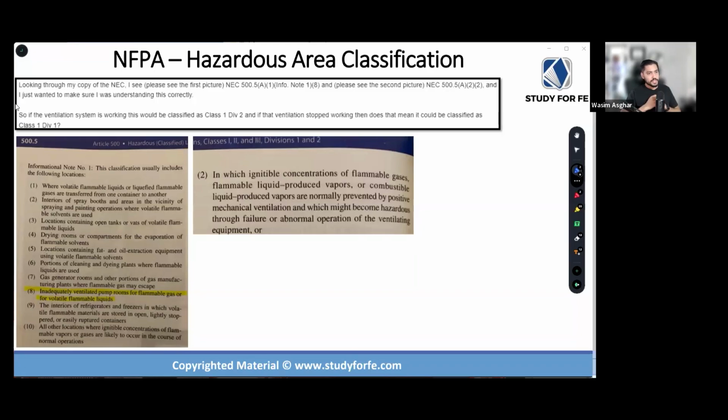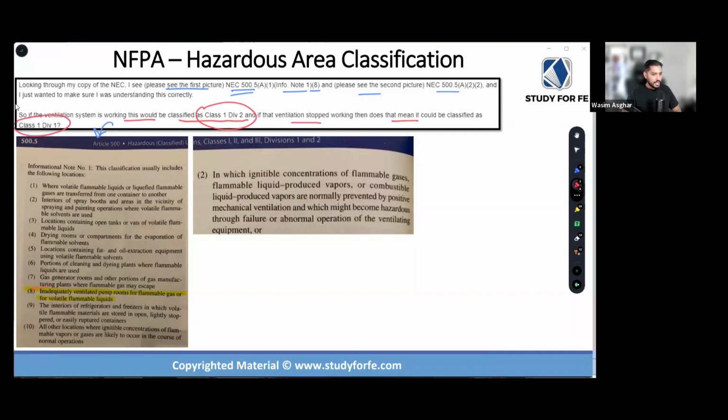So this is a question the student is asking. Looking through my copy of NEC, please see the first picture. So that's the one in question. 500.5A1 info node 1.8. And please see the second picture, NEC 500.5 A22. And I just wanted to make sure I was understanding correctly. So here's the question. If the ventilation system is working, this would be classified as class 1 div 2. And if the ventilation stopped working, then does that mean it could be classified as class 1 div 1?